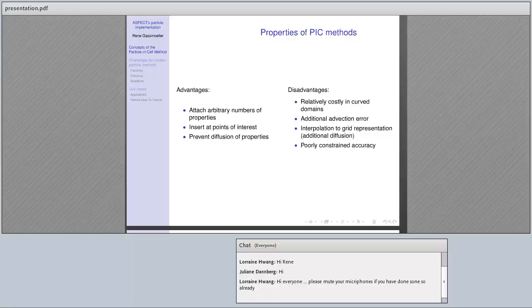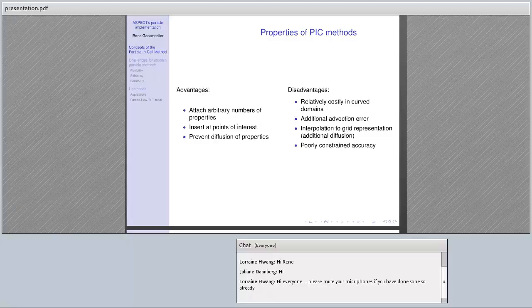Advantages are, for example, that you can attach an arbitrary number of properties to these particles without increasing the computational cost. They will be advected just like with the flow. And you can insert the particles at your particular point of interest. You can essentially control the resolution of these particles. And of course, the properties that you attach to these particles can stay constant over time. So you prevent one of the problems that you have in a field-based method where you diffuse gradients over time.